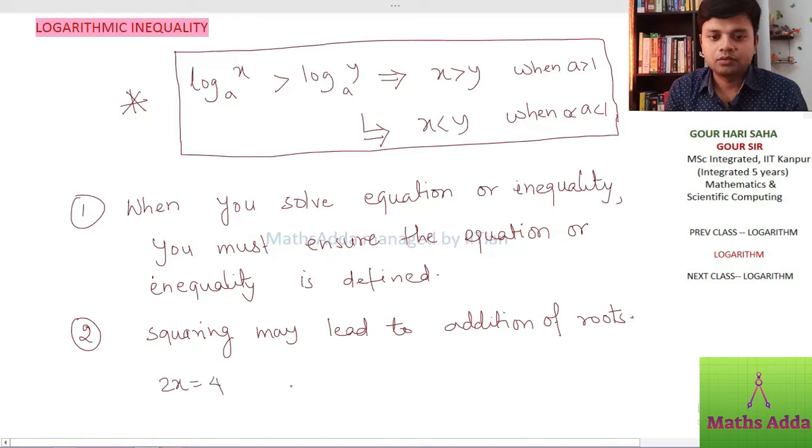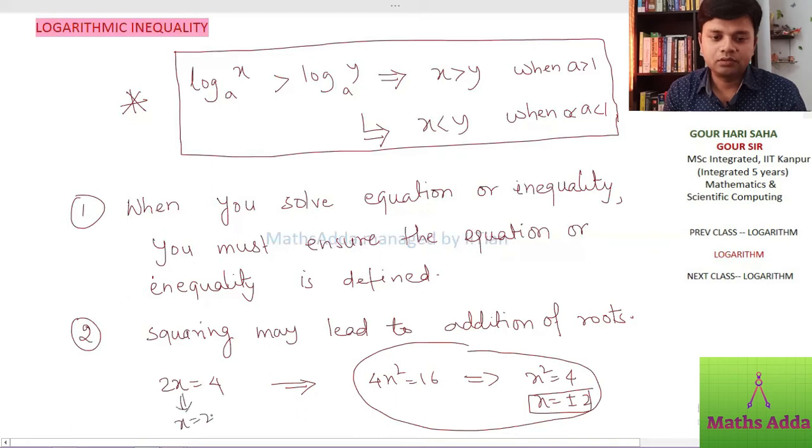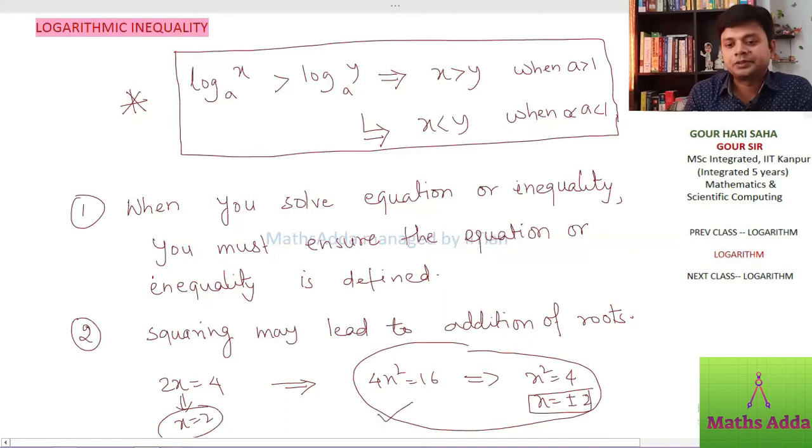2x is equal to 4. If you square it, it is 4x square equal to 16. x square is equal to 4. x is equal to plus minus 2. This is when you square. Without squaring, when you solve, x is equal to 2. So this is the real situation. When you squared it, you see minus 2 comes here. So this means when you square an equation or inequality, you must ensure that something new is not added.